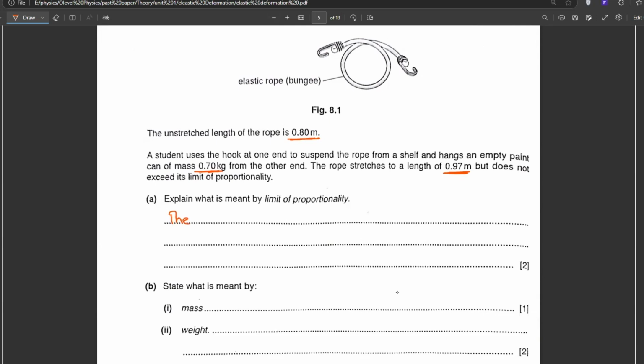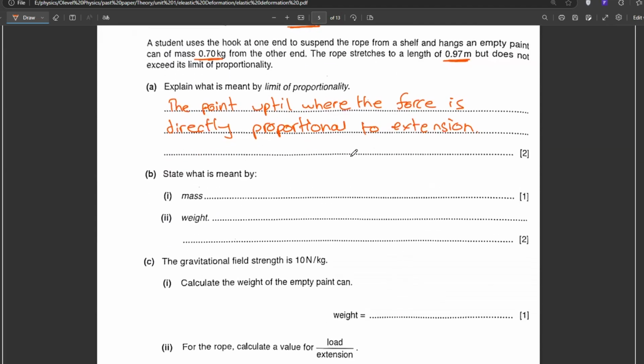The point up till where the force versus extension, the force is directly proportional to extension. Simple as that. The point up till where the force is directly proportional to extension. Simple as that. Yeah. State what is meant by mass. We have done this several times.